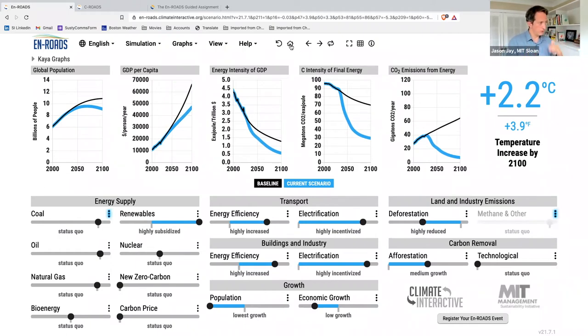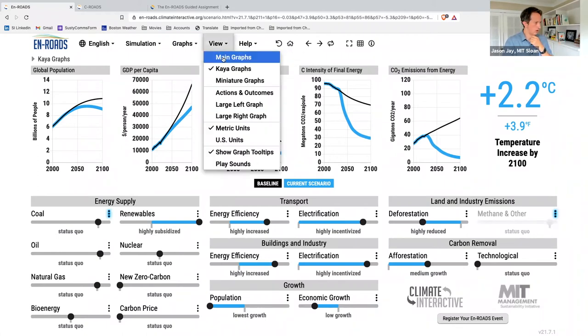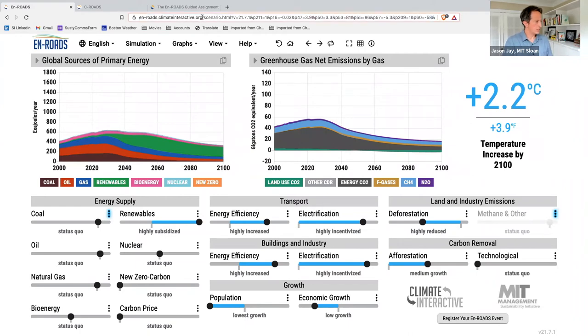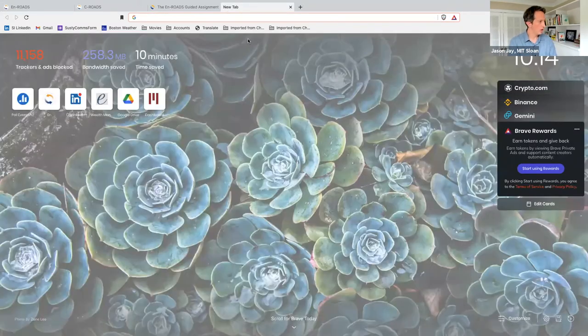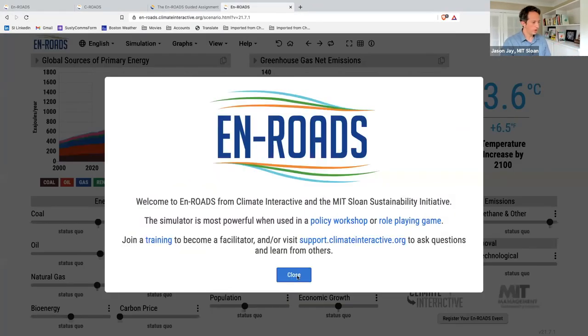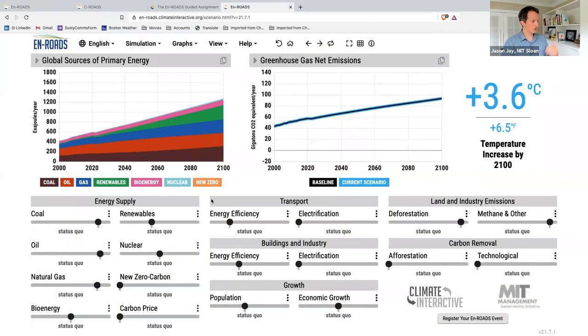So this gives you a view onto this tool. A couple of other things just to say about how the tool works. The scenario here is the URL. So if I copy and paste the URL here into the chat, you can pick up exactly where we left off. It also means that I can just open up a fresh browser tab and say, okay, we've been adding a lot of these climate actions on top of one another. Let's see what happens if we do things in isolation.